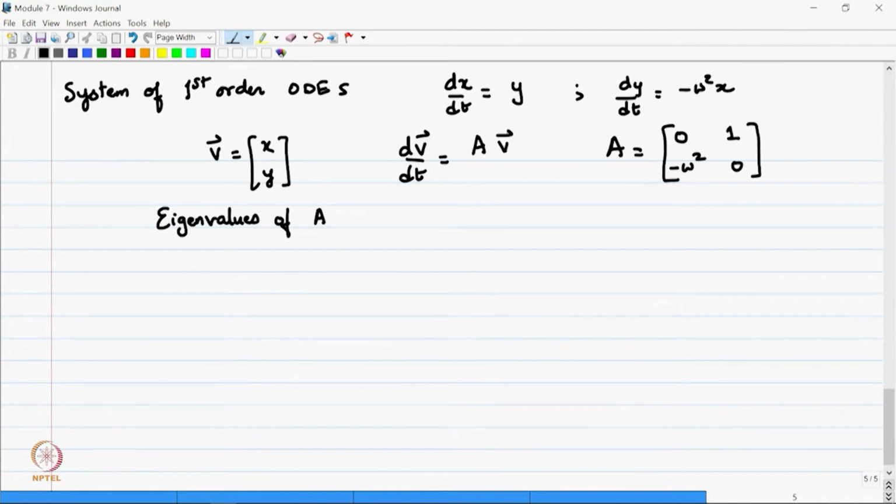Okay. What are the eigenvalues of A? So the eigenvalues of A, you can do this. If you want to calculate the eigenvalues of A, you will write determinant of A minus lambda I, which gives lambda squared plus omega squared equal to 0, which implies lambda equal to plus or minus i omega. So lambda squared is minus omega squared. Okay, so lambda equal to plus minus i omega, and the corresponding eigenvectors.